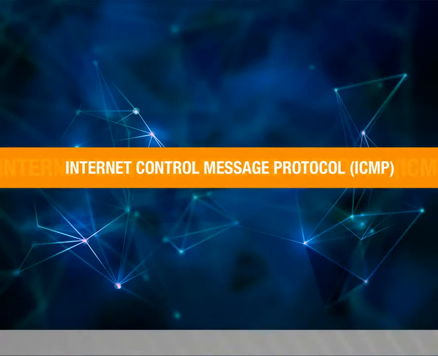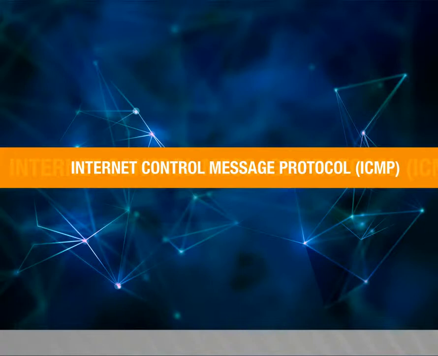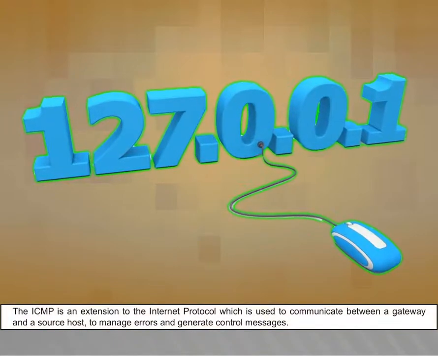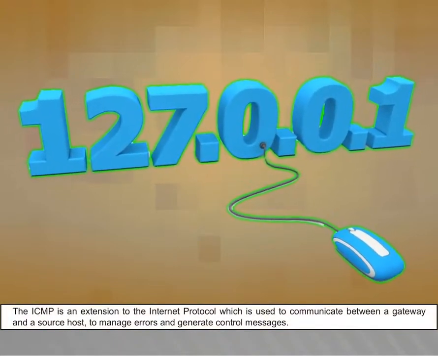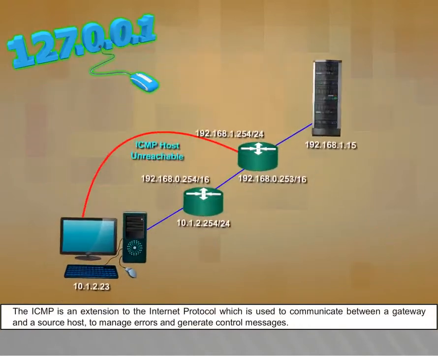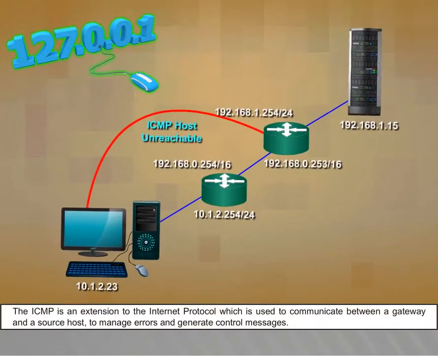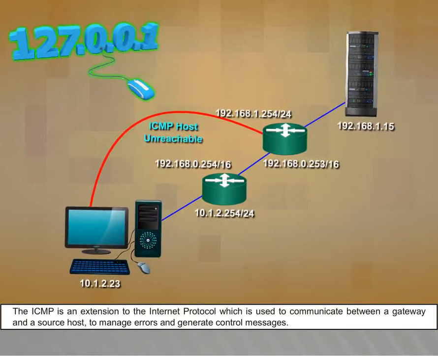Internet Control Message Protocol (ICMP). In this video, we are going to see about Internet Control Message Protocol (ICMP). ICMP is an extension to the Internet Protocol which is used to communicate between a gateway and a source host to manage errors and generate control messages.